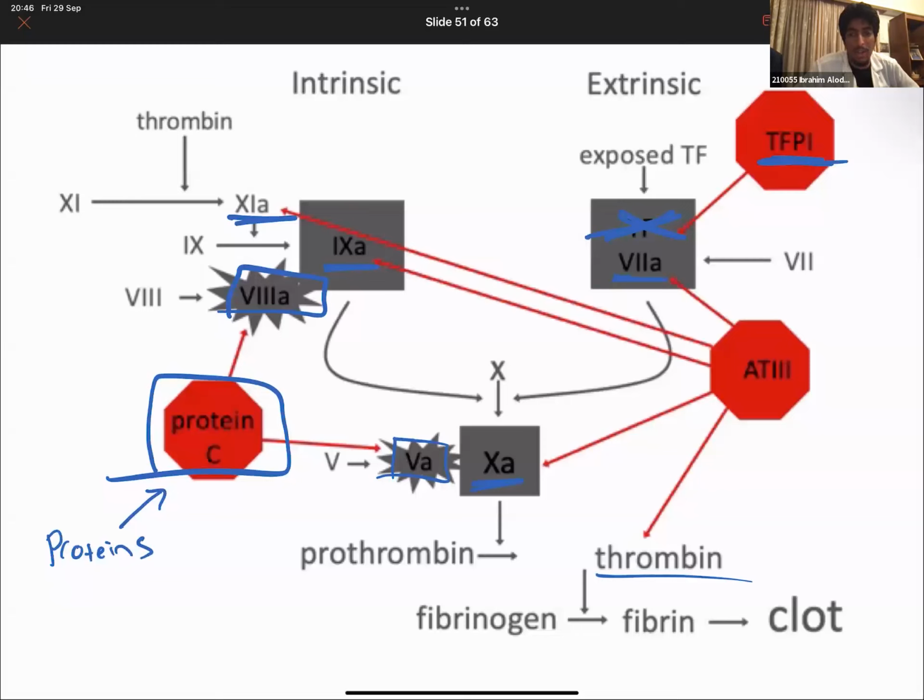So do we get what these clotting factor things are doing? Okay, so yeah, I'll repeat.